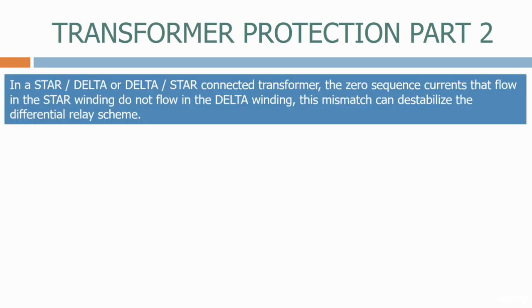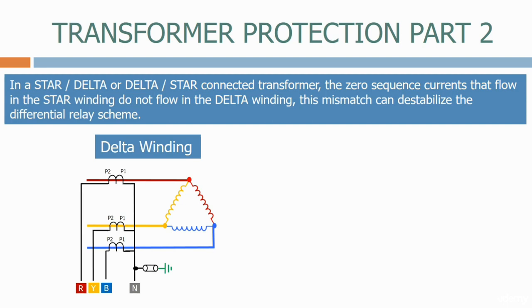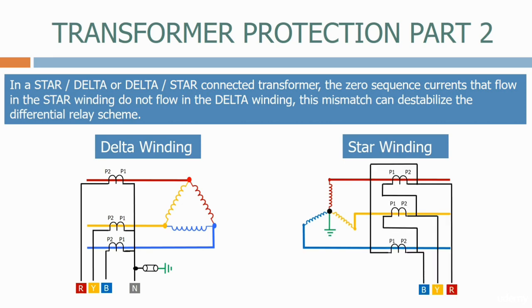In a star-delta or delta-star connected transformer, the zero sequence currents that flow in the star winding do not flow in the delta winding. This mismatch can destabilize the differential relay scheme. To resolve this problem, we connect the current transformers on delta windings in a star formation, and the current transformers on star windings in a delta formation.